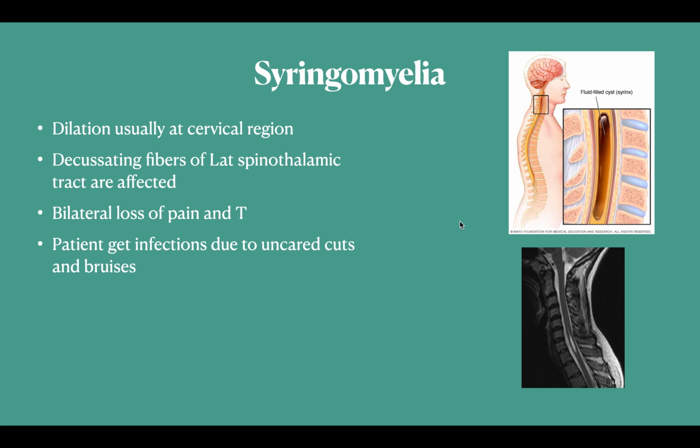So the syringomyelia is a dilation of the spinal cord, and it presses on the lateral spinothalamic tract, and of course that's going to result in a bilateral loss of pain and temperature.